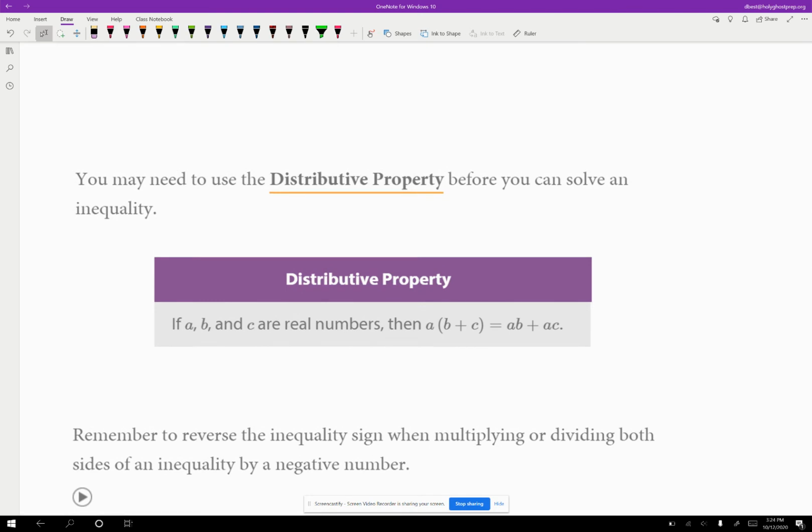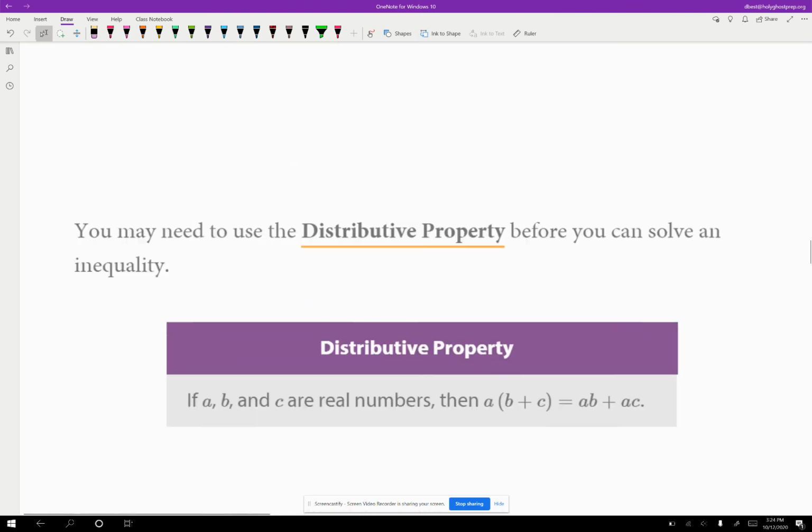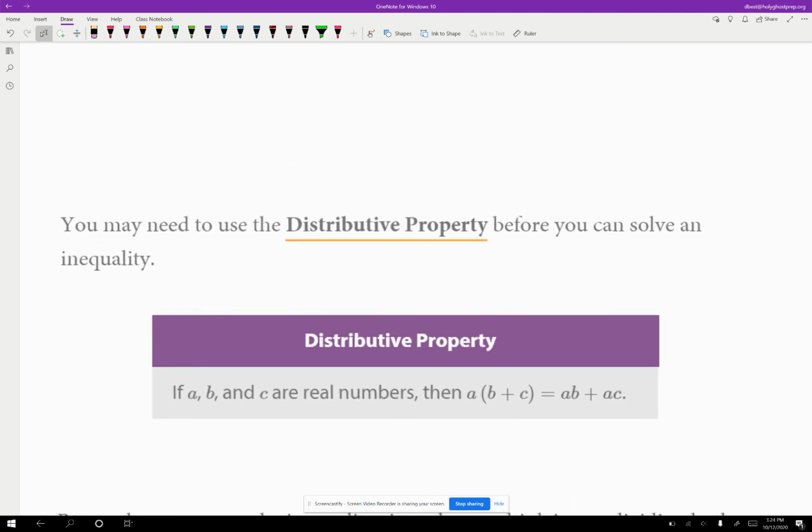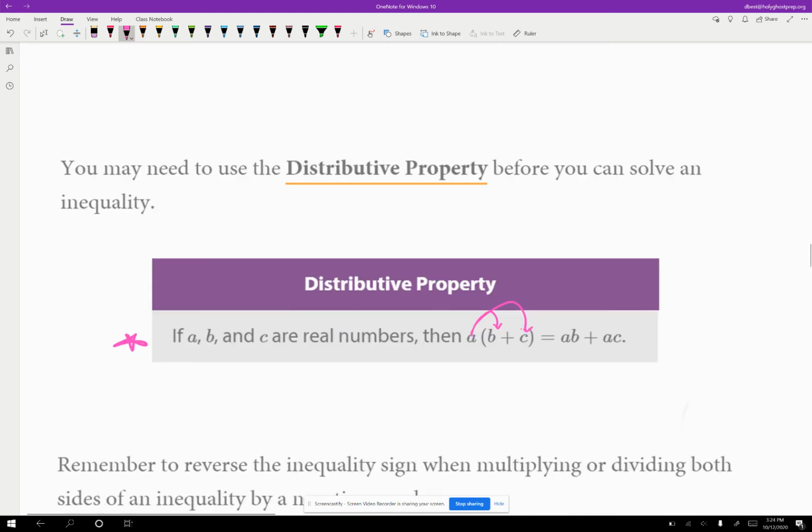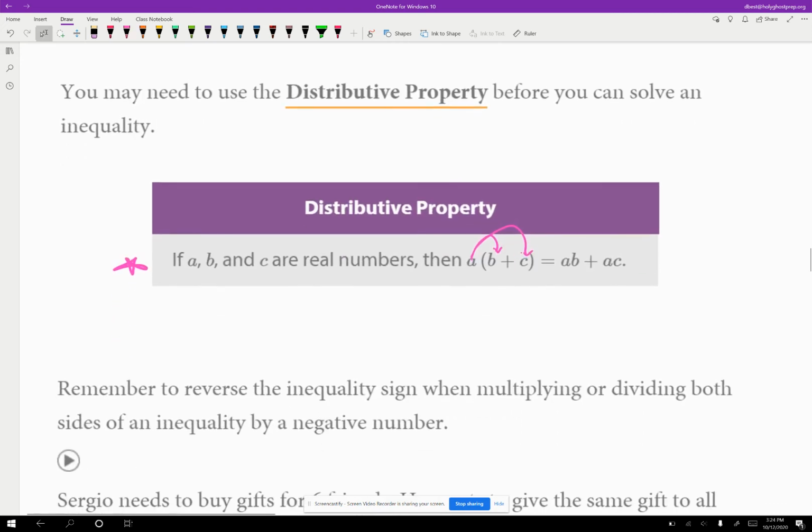Okay. Now, as with our equations, we might need to use the distributive property. So here's just a refresher on our distributive property. That number on the outside gets multiplied by everything inside our parentheses.